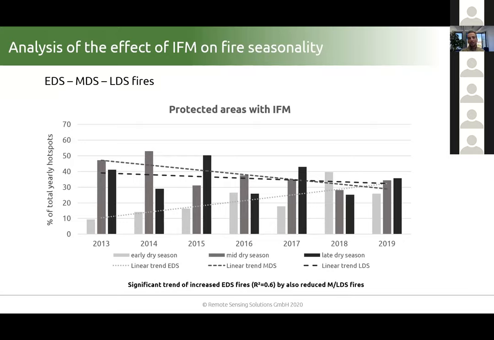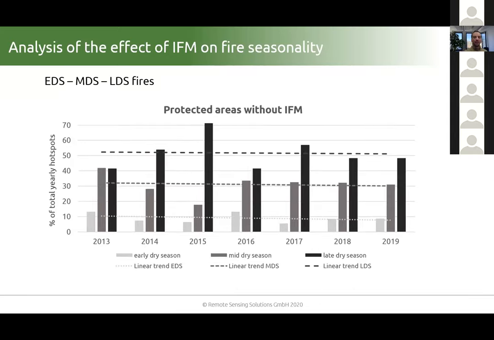Okay, you could argue that, of course, that might be related to climate, but when we compare the same period for protected areas without IFM, we don't see any clear trend. So that is definitely the effect of integrated fire management, that there's a shift in seasonality.